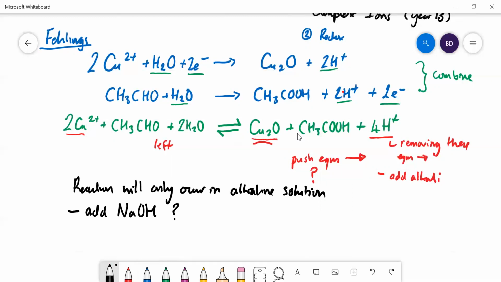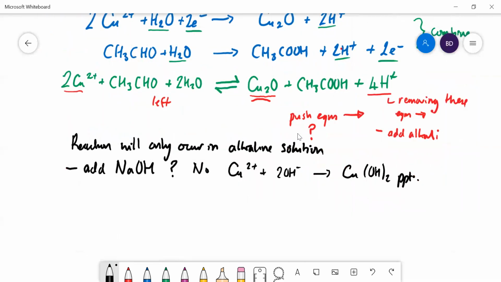That will make it alkaline, wouldn't it? Unfortunately, you can't do that because copper 2 plus will react with hydroxide ions to form a precipitate of copper hydroxide. Okay, so that won't work. So you have to be a little bit more subtle than that.